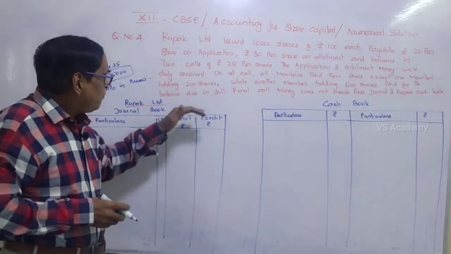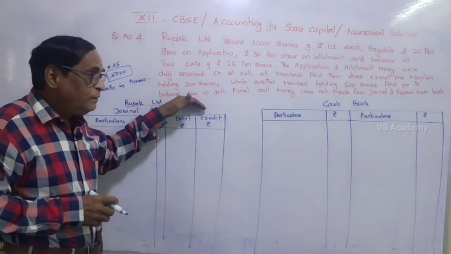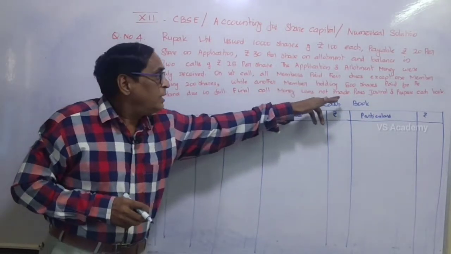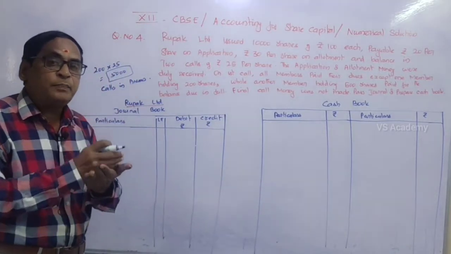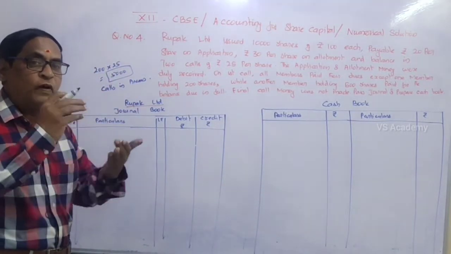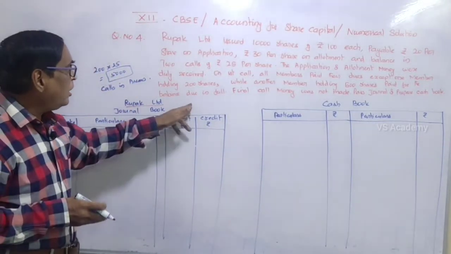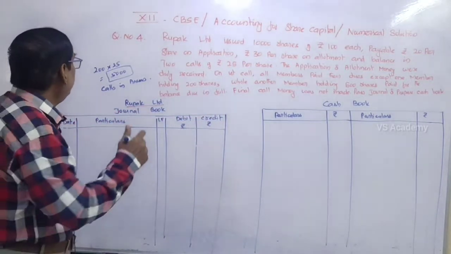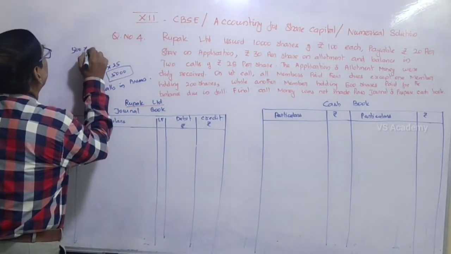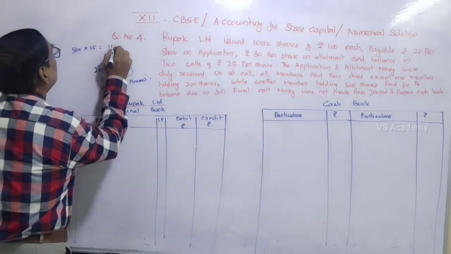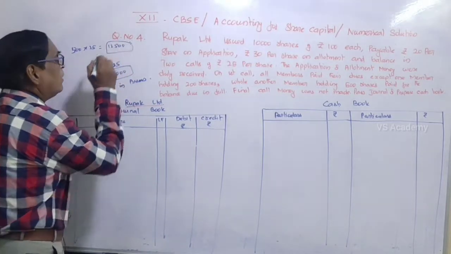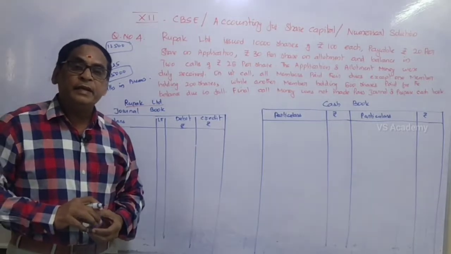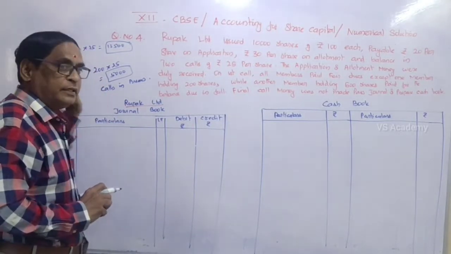That means at the time of first call itself, the another member having 500 shares has paid the money due to the final call also. Final call also 25 rupees. So he has paid in advance. That means 500 shares into 25, so 12,500 rupees he has paid in advance. So it is a liability. So we have to pass like that.